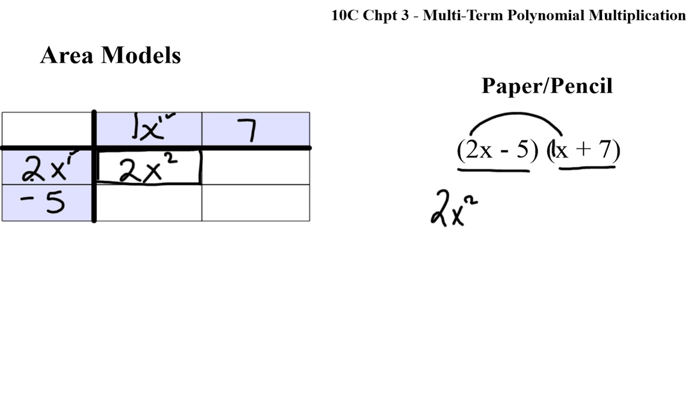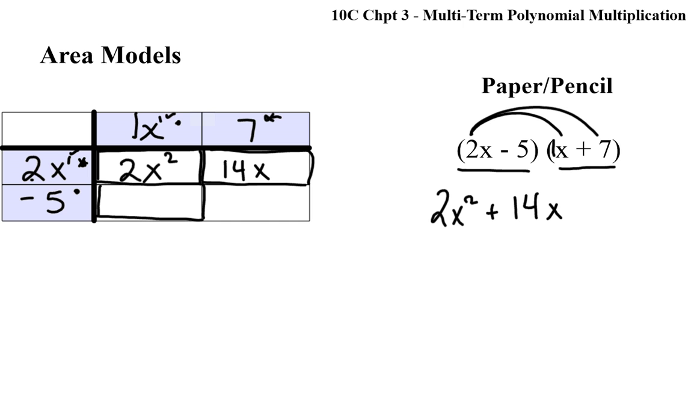The next thing we did is we can do 2x times 7 to fill in this box. Well, 2x times 7 leaves us with 14x. Now we have our negative 5. And that negative 5 is going to multiply by 1x to fill in this box. Negative 5 times 1x is a negative 5x.